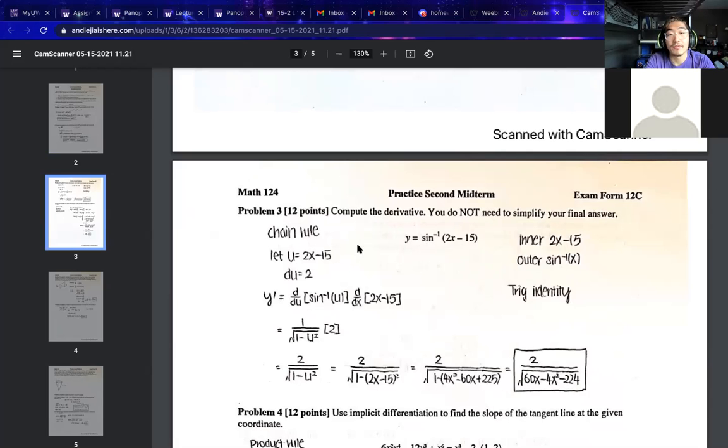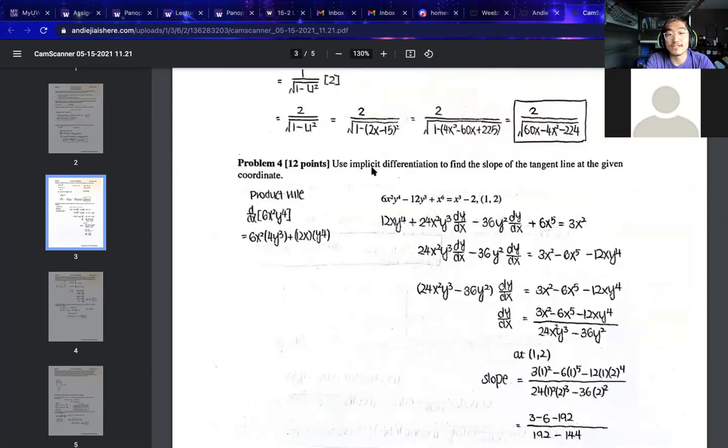I think this is 3.3 and 3.4. I don't think this is a big problem on the test, because we use the chain rule all the way to the end of the quarter. You need the chain rule for your final and for the second midterm.